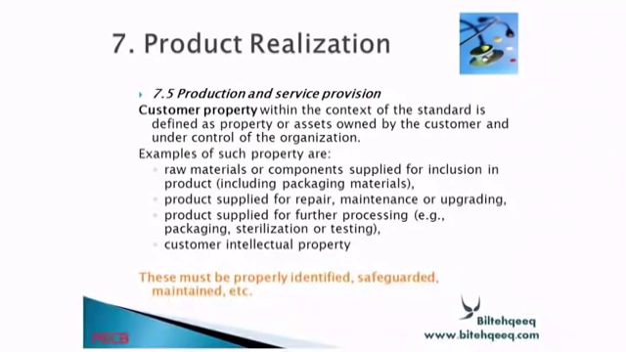The next is customer property. Customer property within the context of the standard is defined as property or asset owned by the customer and under the control of the organization. Anything which has been given by the customer to any supplier or organization is called customer property. Examples of such property are raw materials or components supplied as ingredients in the product, including packing material, product supplied for repair, maintenance or upgrading, product supplied for further processing, packing, sterilization or testing, and customer intellectual property. These must be properly identified, safeguarded, and maintained. So you have to properly identify the customer-supplied products, protect them, and maintain a record of such customer property.